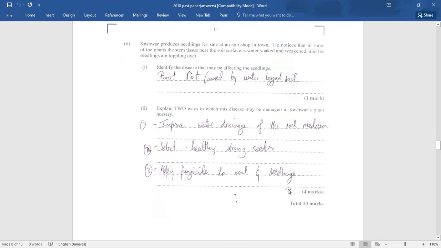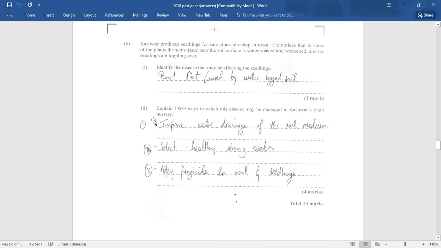Alright, so one here is that it says root rot, and that is caused by water logged soil. So when there's too much water in the soil, the roots will start to rot. They will catch a fungus, and the fungus will rot the roots. Alright, 2. Explain 2 ways in which this disease can be managed by Kashar plant nursery.